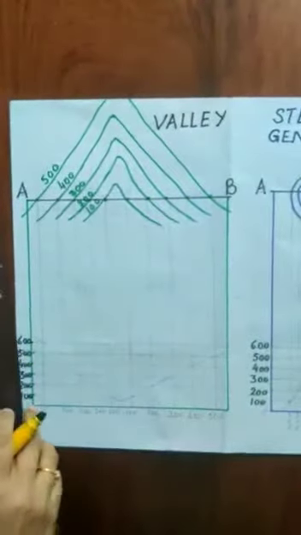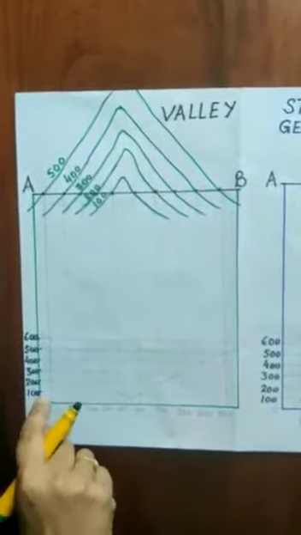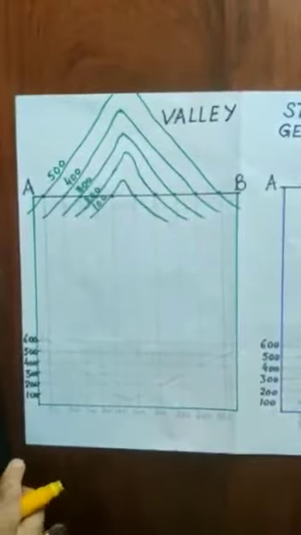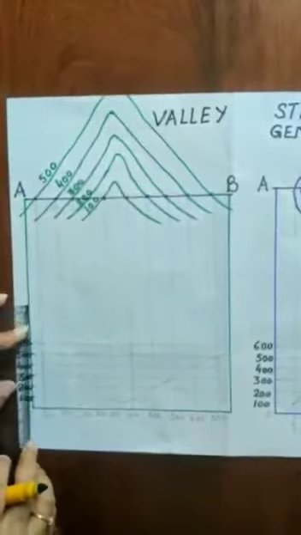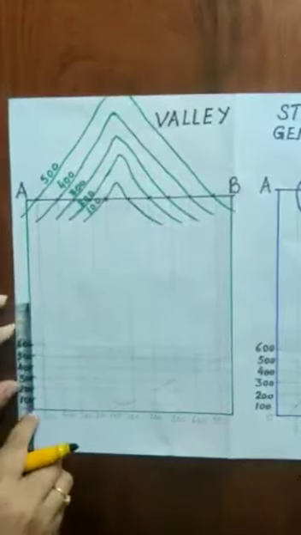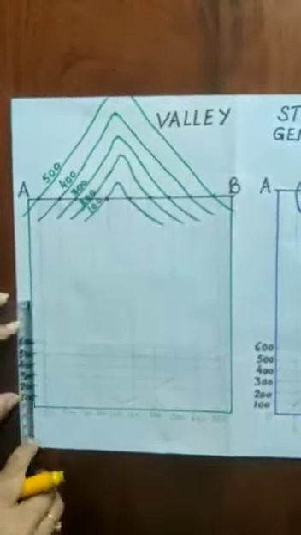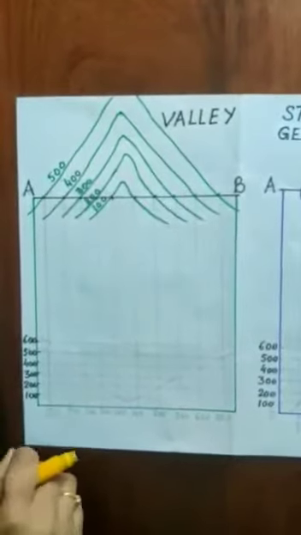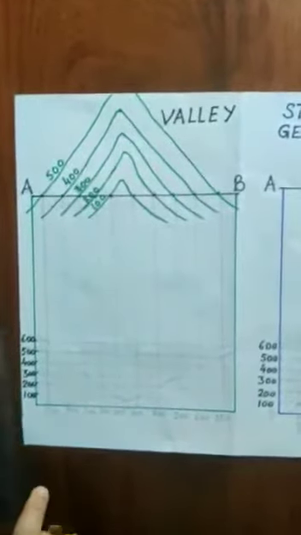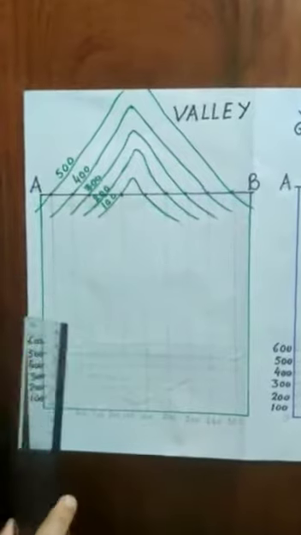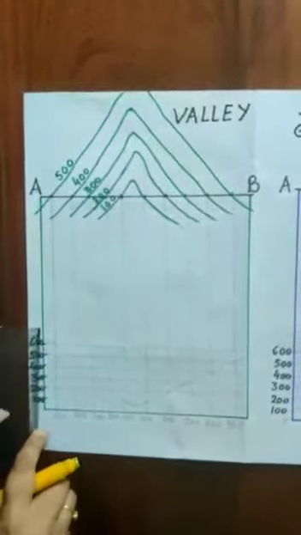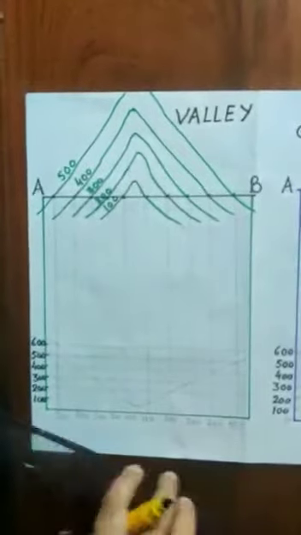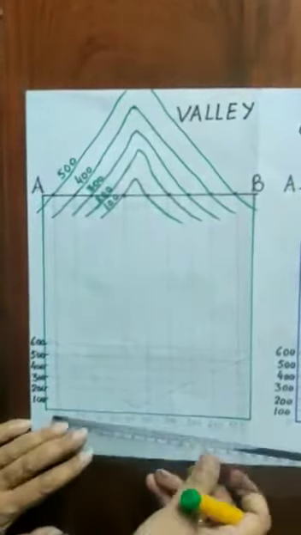Now I draw the vertical scale. Same way I take 1 centimeter, and I've taken each 1 centimeter, but in your notebook you'll draw 5 millimeter. You will not take 1 centimeter because you'll get a distorted feature otherwise. You'll take 5 millimeter. Here I've taken 1 centimeter for you to understand. Otherwise it would become very small.